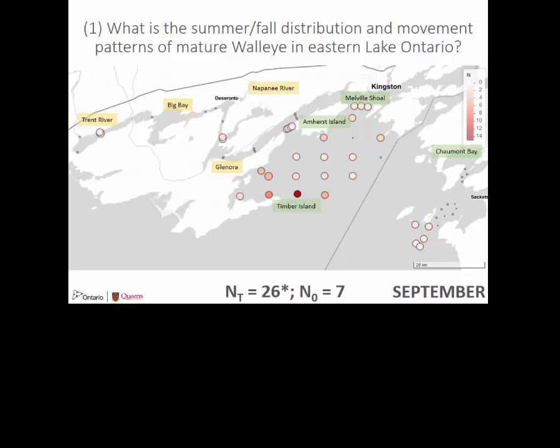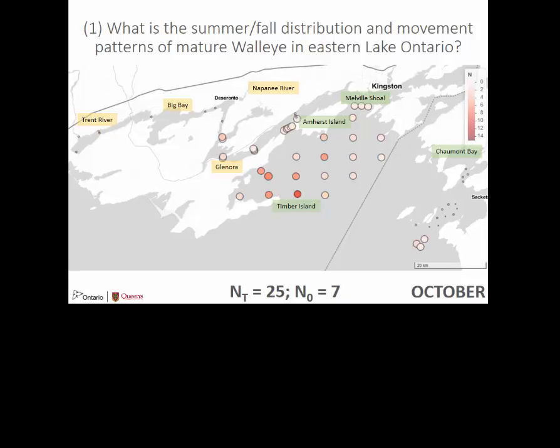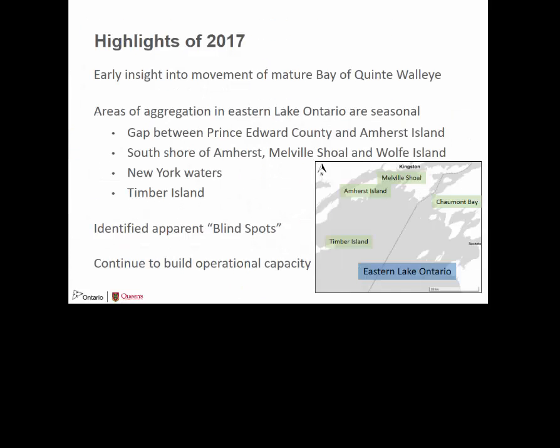By September, we start seeing some fish coming back into Eastern Basin proper, or Kingston Basin. And in October, we start to see some movement back into the Bay of Quinte. So up until this point, this is all the receiver data we have for now, but it's provided some really early insights into the distribution pattern.